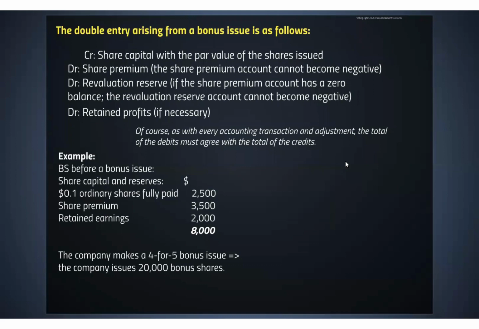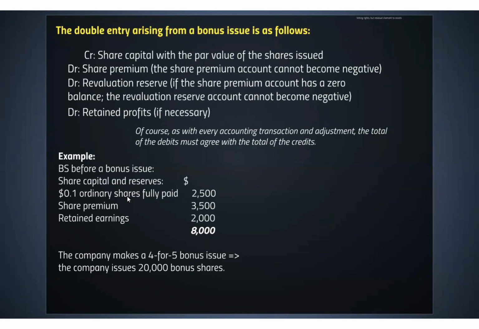So the company has to issue bonus shares. Why? Because now the company has 25,000 shares. If we divide the total share capital by the nominal value, we get the 25,000 shares as the share capital existing. 4 new for 5 existing. So 25,000 divided by 5 multiplied by 4 gives 20,000 bonus shares.